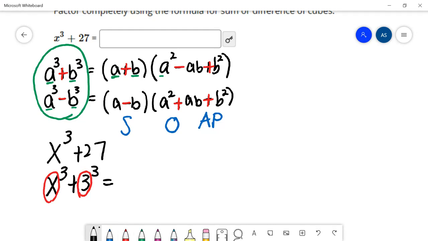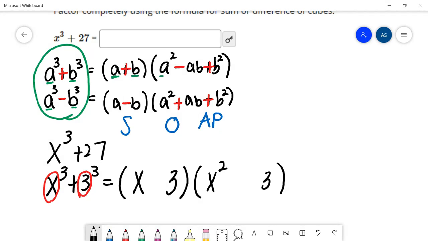So now we're going to follow the pattern. With the pattern, we have the binomial and the trinomial, so 2 terms and 3 terms. So it's going to be A, which is x, B, which is 3, A squared, which is x squared, B squared, which is 3 squared. In the middle, we have a times b, 3 times x.